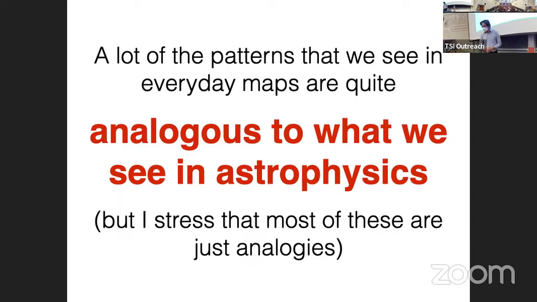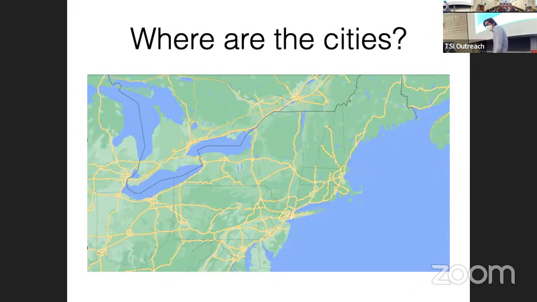All right, let's take another look at the Eastern Seaboard. And here I'm showing you a map where I've removed all the cities and I've removed the labels and I've just left the highways. So where are you gonna look for the cities? Yeah, there's more highways. Where there's more highways, good.